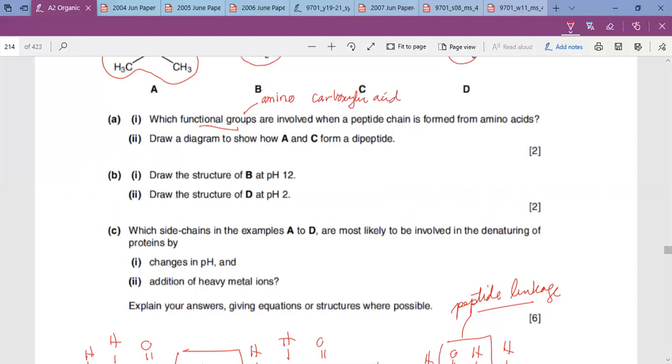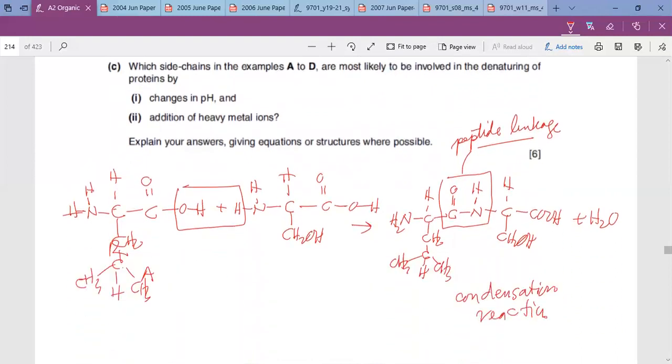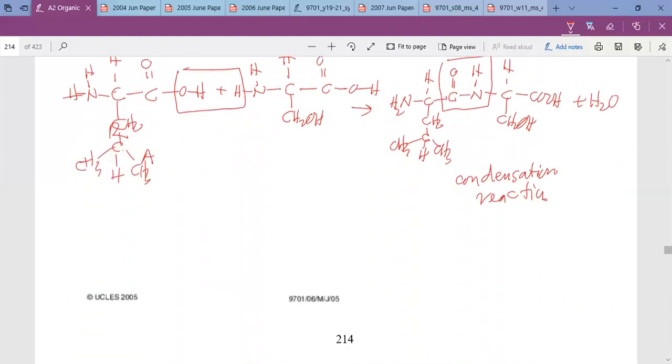Now let's go to the marking scheme. I think it's 10. Which is this one here.